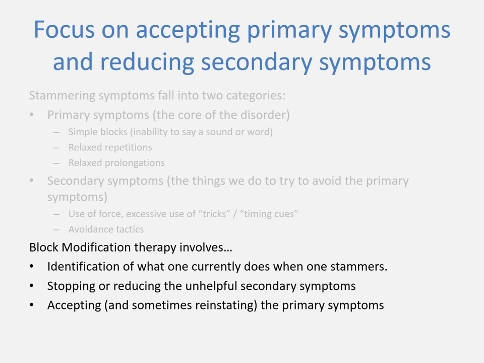Block modification therapies aim to help stammerers whose stammering has become persistent and who have started to produce significant numbers of secondary symptoms. The therapy starts by teaching these stammerers to observe their speech in order to become more consciously aware of the various primary and secondary symptoms that they habitually produce. Having done this, they're then taught to stop themselves producing the unhelpful secondary symptoms and to produce primary symptoms, in other words, relaxed repetitions and prolongations, instead.